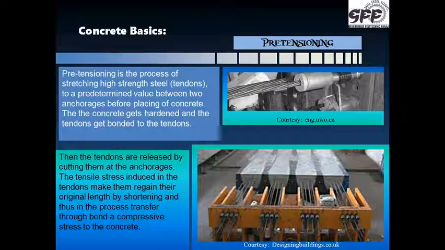The tendons are then released by cutting them at the anchorages. Remember, these tendons were stretched, they were pulled, they are totally under tensile stress. The tensile stress induced in the tendons make them regain their original length by shortening, and thus in the process transfer through bond a compressive stress to the concrete.